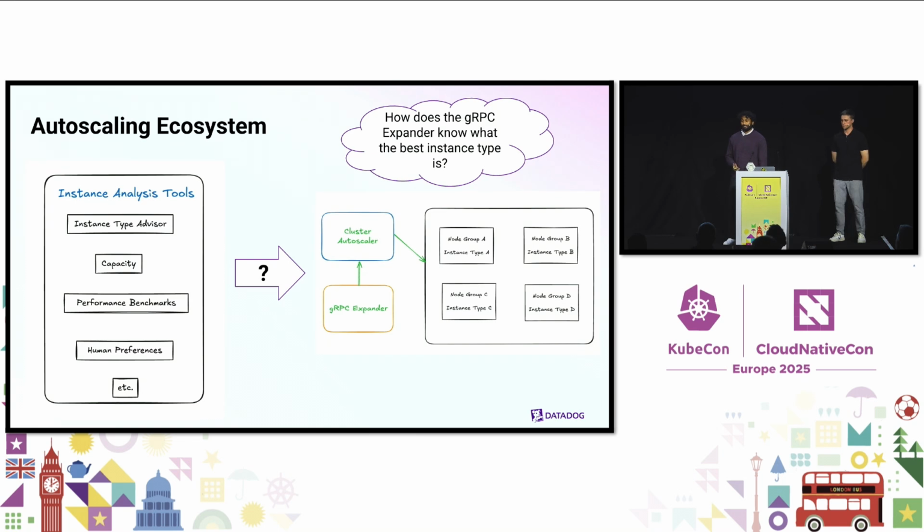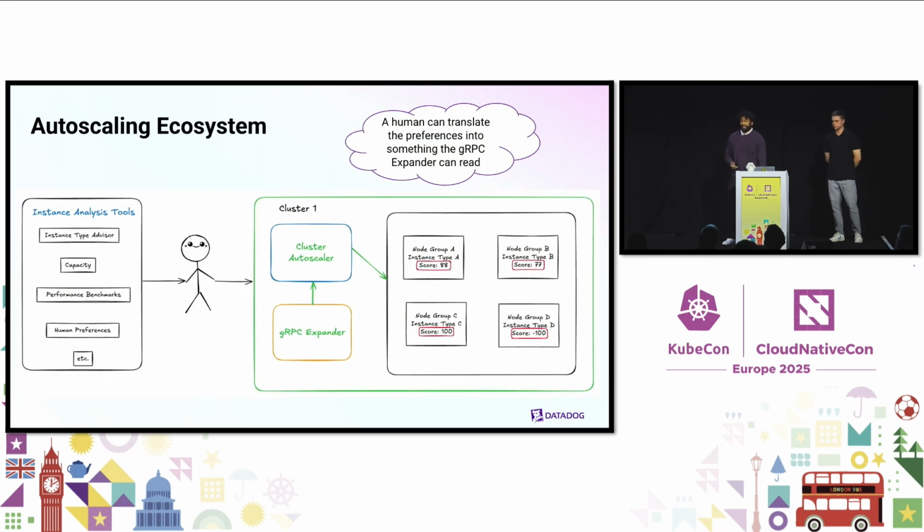So to tell the cluster autoscaler what the best instance type is, we use the gRPC expander, like Ben mentioned. It's a gRPC service where you can put whatever custom code you want in there, and it'll influence the scaling decisions of cluster autoscaler. But this kind of just pushes down the question to the gRPC expander. We actually have to write this custom code so that it can properly influence cluster autoscaler.